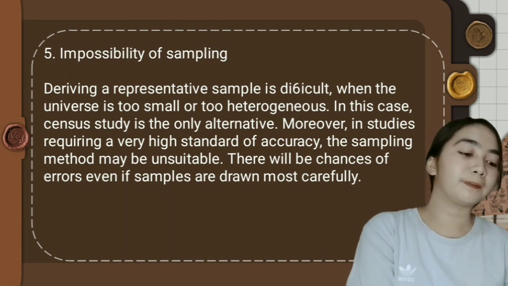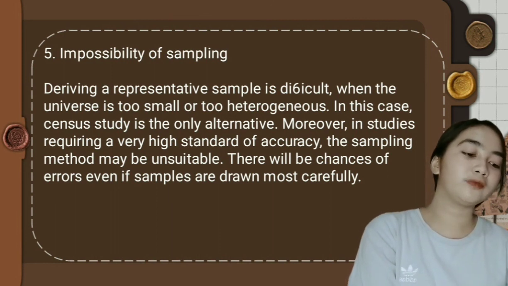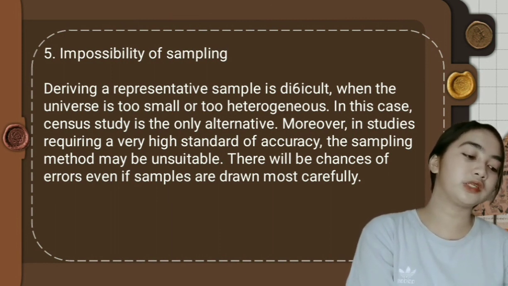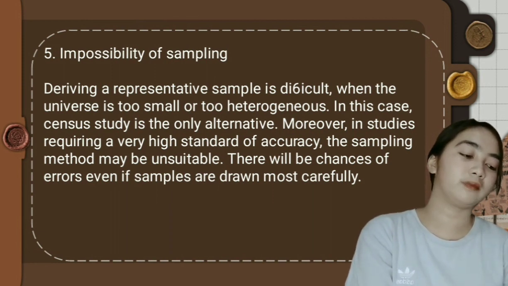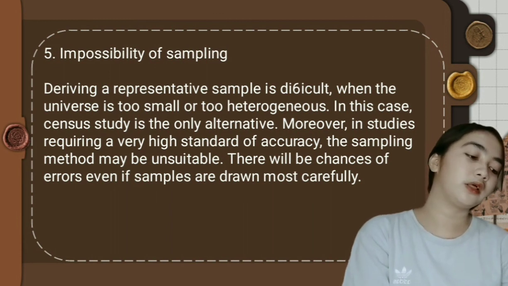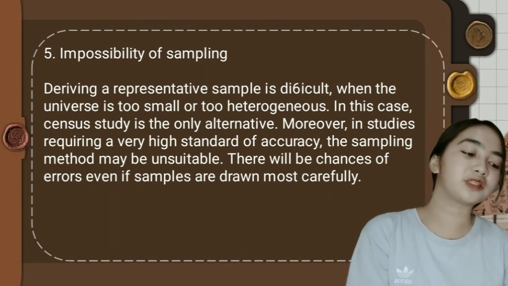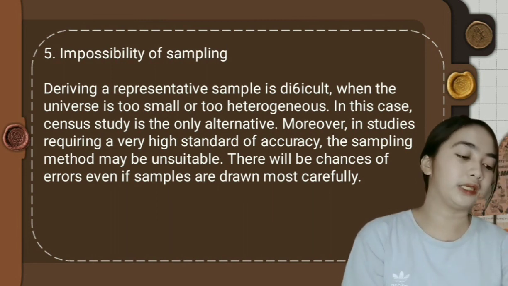Number 5. Impossibility of sampling. Deriving a representative sample is difficult when the universe is too small or too heterogeneous. In this case, census study is the only alternative. Moreover, in studies requiring a very high standard of accuracy, the sampling method may be unsuitable. There will be chances of errors even if samples are drawn most carefully.